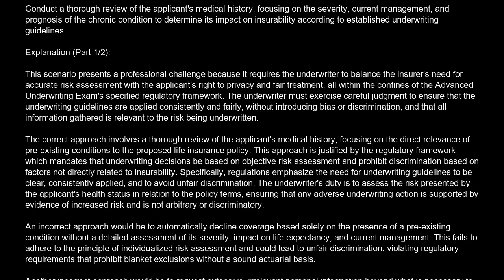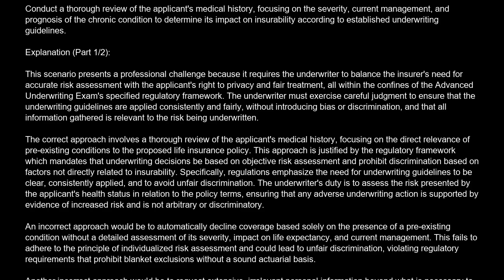Explanation. This scenario presents a professional challenge because it requires the underwriter to balance the insurer's need for accurate risk assessment with the applicant's right to privacy and fair treatment, all within the confines of the advanced underwriting exam's specified regulatory framework. The underwriter must exercise careful judgment to ensure that the underwriting guidelines are applied consistently and fairly, without introducing bias or discrimination, and that all information gathered is relevant to the risk being underwritten.